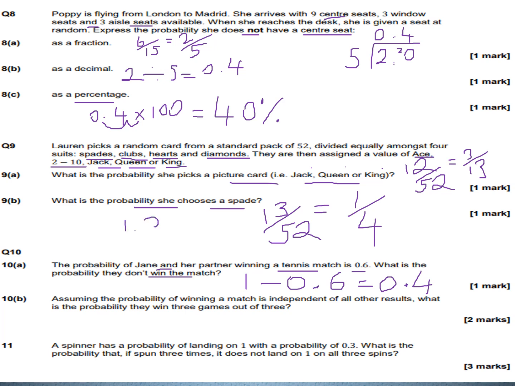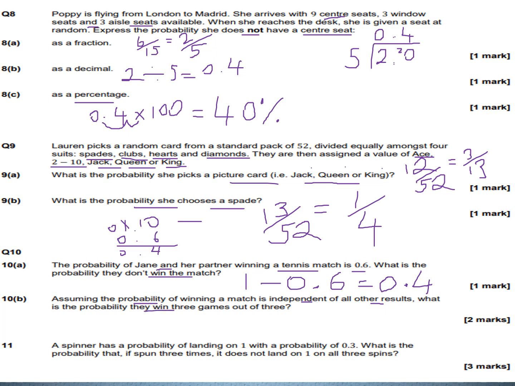Think of that as 1.0 take away 0.6. Line up the decimal. 0 take away 6, I can't do, so I have to borrow. That goes to 0, that goes to 1. 10 take away 6 is 4. The decimal point lines up. 0 take away 0 is 0. I get 0.4.